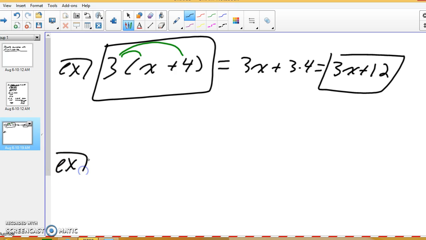Okay, we'll just go through a few more examples. Say we have 8 multiplied by 3 over 8 x plus 1/4.